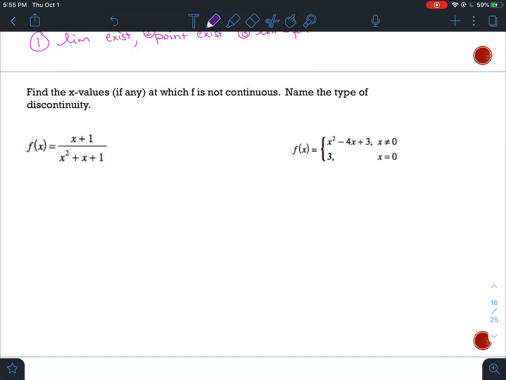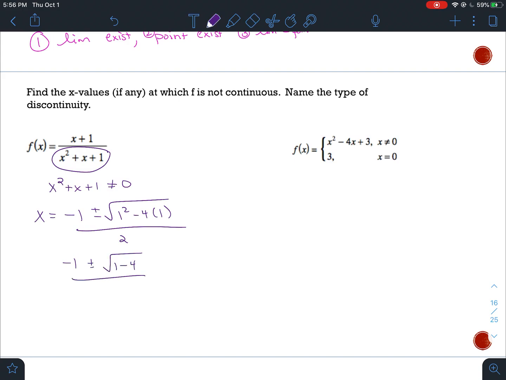So the first one's rational, so it is not continuous if the denominator equals 0. So x squared plus x plus 1 can't equal 0. Can I multiply to 1 and add to 1? No, so we're going to use the quadratic formula to solve. So x equals the opposite of b plus or minus the square root of b squared minus 4 times a times c all over 2 times a. Well, watch what happens. We get negative 1 plus or minus the square root of 1 minus 4 over 2. That's going to give me imaginary answers. Since my denominator is never equal to 0, this graph is continuous everywhere.